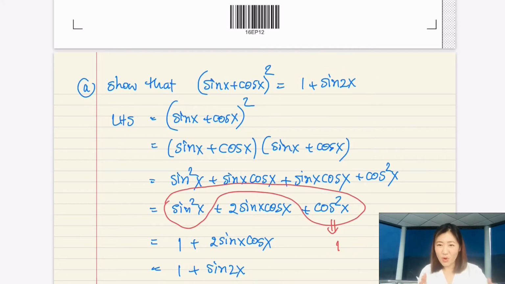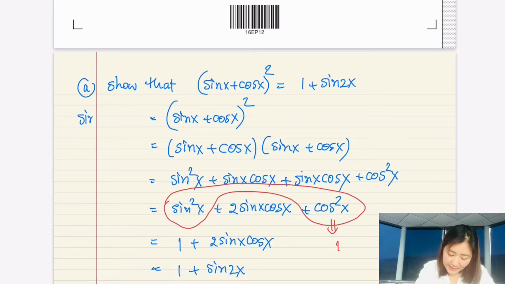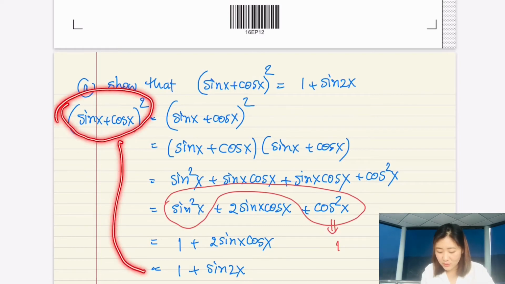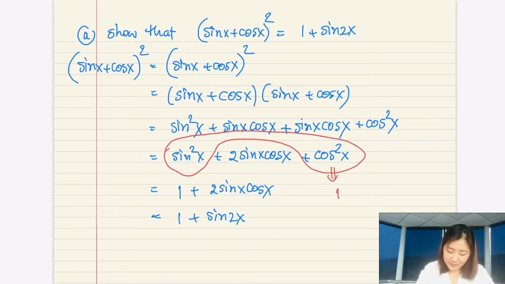To make it more clear, because it's not prove that, it's show that, I would say we shouldn't use left hand side. Shall we copy this one down, and it's clearly okay, sin x plus cos x total square, and it's clearly this one equals this one, so show that. Okay, next question B.